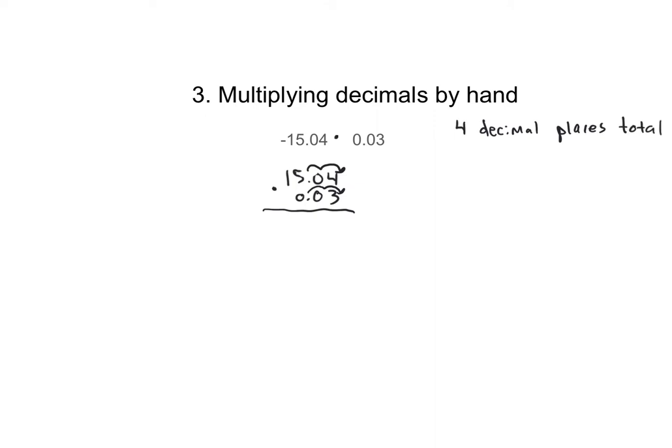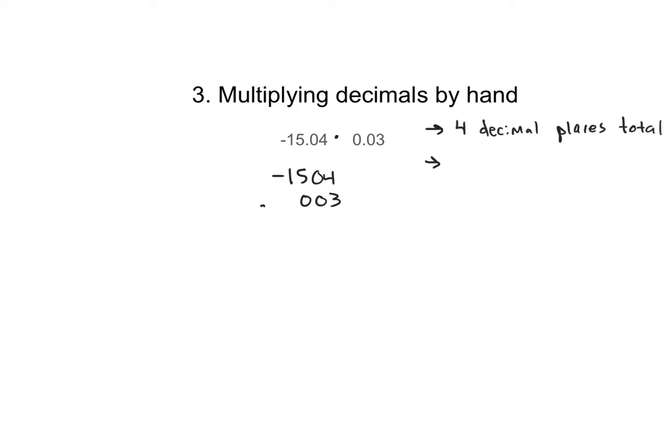And then I'm going to erase this and rewrite it without the decimals. So I'm going to write this as negative 1504 times 003. And just refer to that note. And actually, I'm going to write another thing right here. I want to just multiply these as if they're both positive.